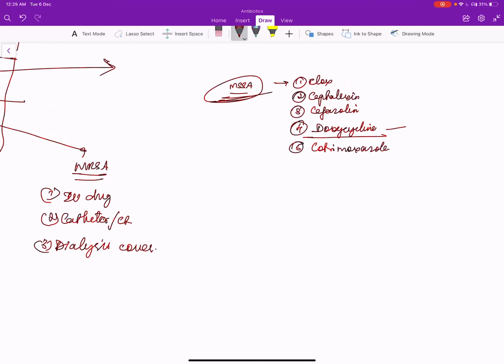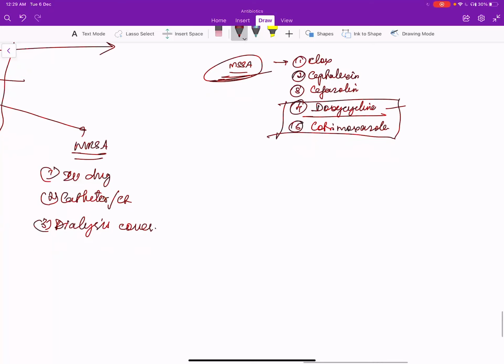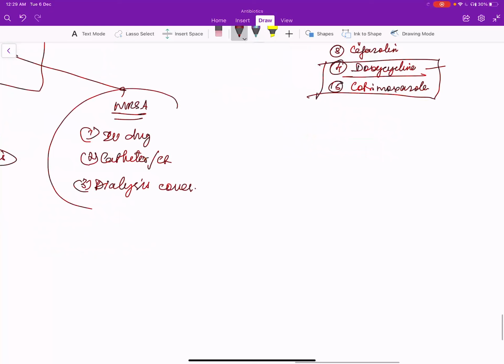Okay. So these can be given for cellulitis. That is, these cover cellulitis, not the drug of choice for cellulitis. Okay. What are the drugs for MRSA?